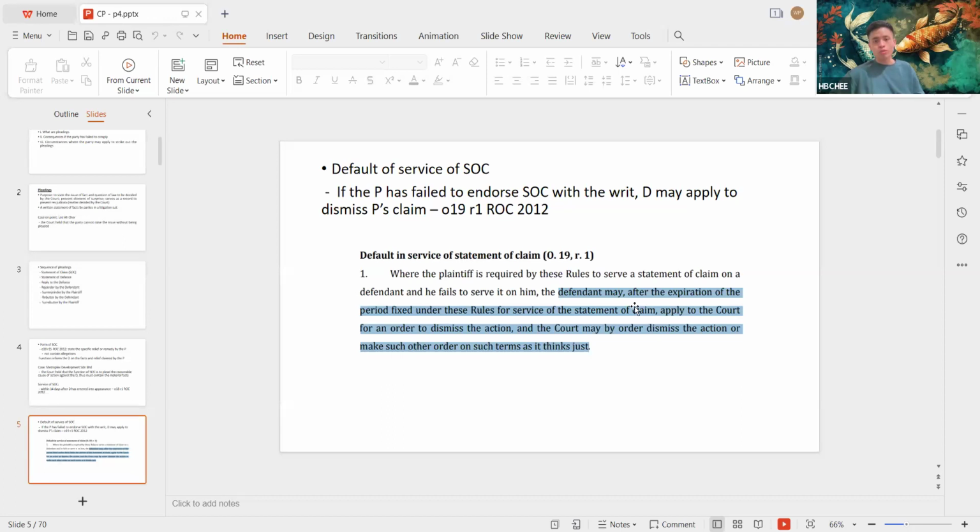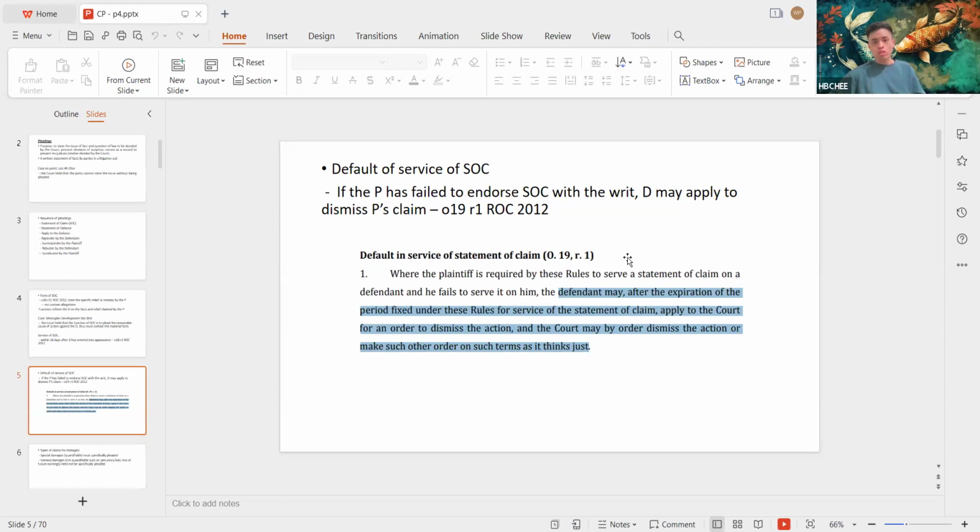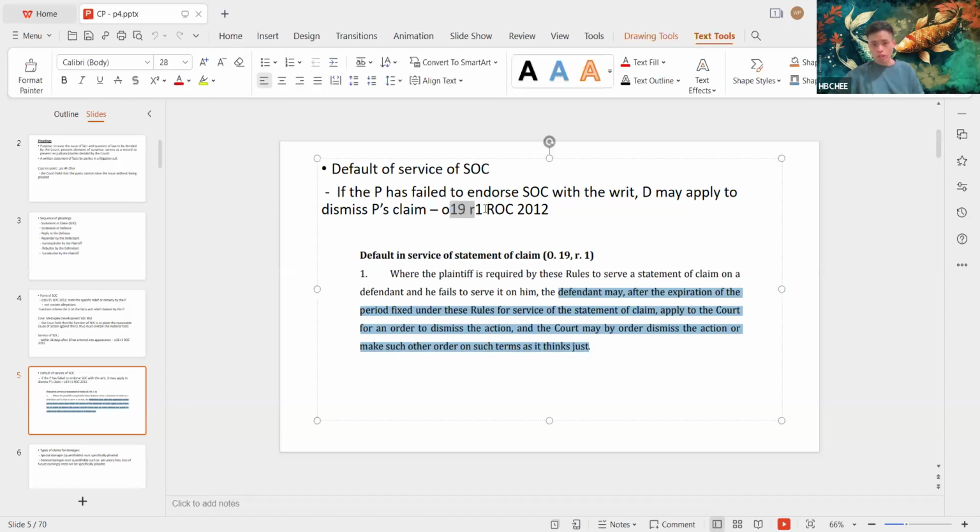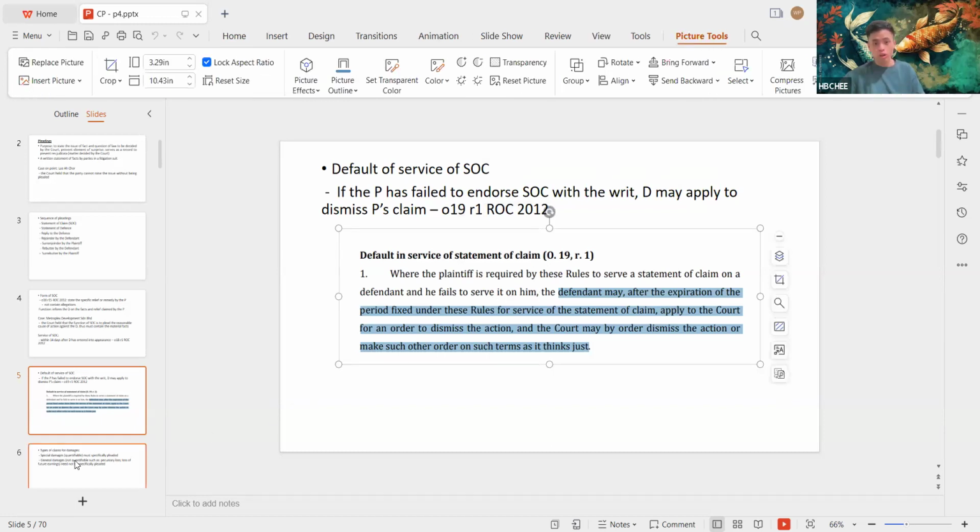Now, default of service of the statement of claim. Default of service means the plaintiff has failed to serve the statement of claim on the defendant. As we said, you have to serve within 14 days. If you fail to serve the statement of claim within the 14 days, the defendant may apply to dismiss the claim by the plaintiff. This is given under Order 19 Rule 1, and I have screenshotted the Rules of Court for you to have a look.